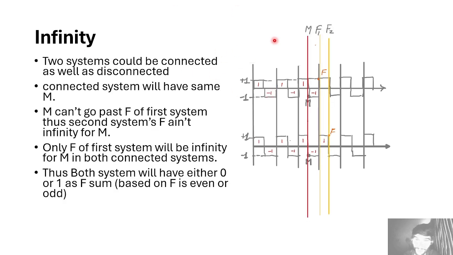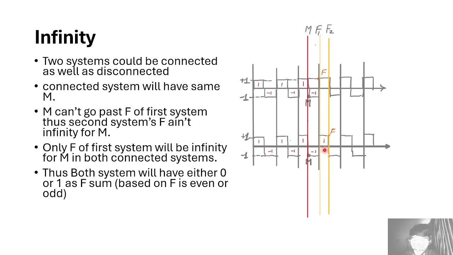Now the two systems could be connected and could be disconnected as well, right? And it should be noted that disconnected systems are by themselves. They are not connected to each other, they are not linked, right? But in the connected system things change a lot. If these two systems are connected, then their F markers will be connected as well.